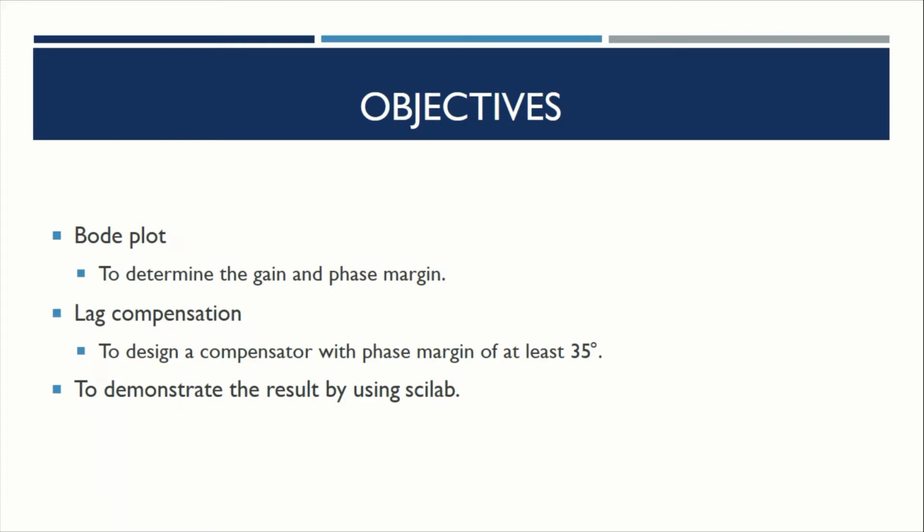Next are the objectives of this mini project: to determine the gain and phase margin, then to design a compensator with a phase margin of at least 35 degrees, and to demonstrate the result by using Scilab.